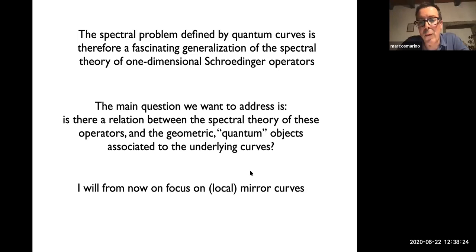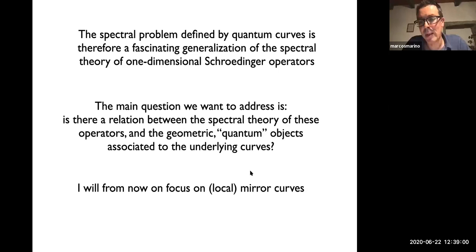If you study the spectral theory of these operators, is there any interesting relation with the geometric objects associated to the underlying curves? Is there a precise relation between the spectral theory of these operators and the underlying topological string theory, geometric theory, or Gromov-Witten theory, or whatever? This is one of the things that I will try to answer, at least partially, and I will focus from now on local mirror curves. There is an interesting story with Seiberg-Witten curves that I may mention at the end, but I will focus on local mirror curves.